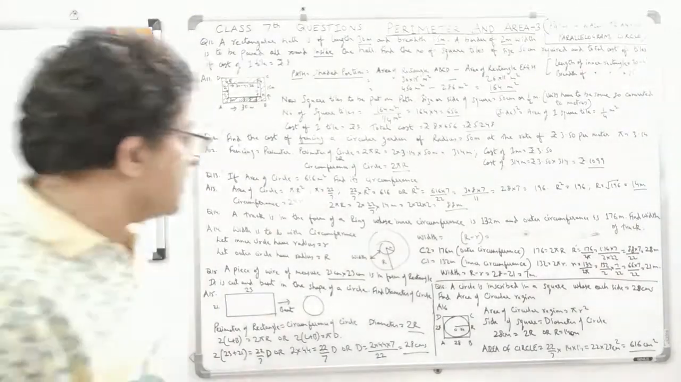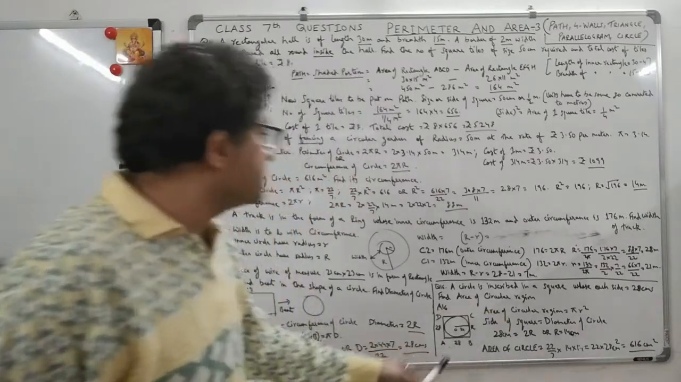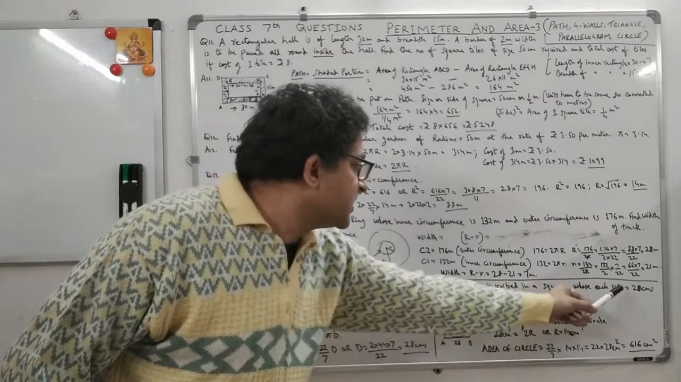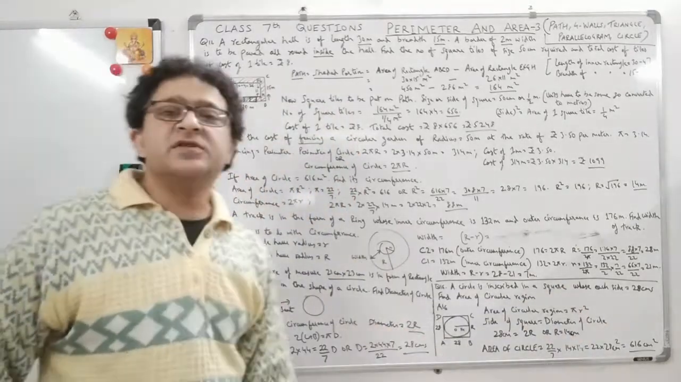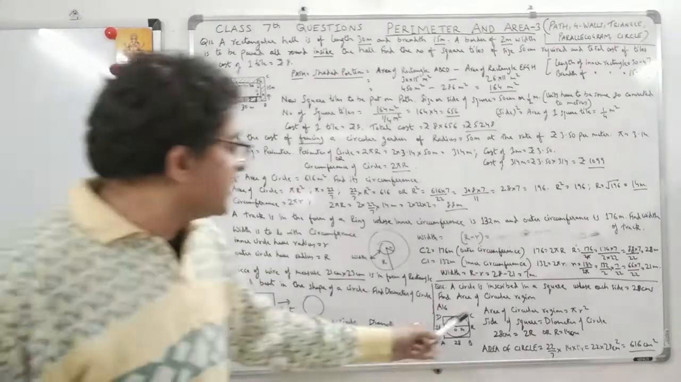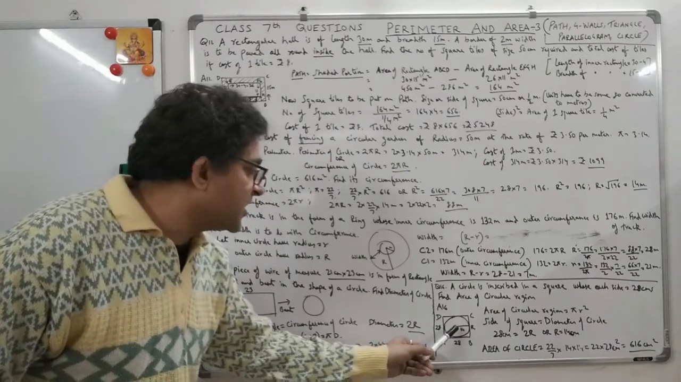Now the last question here. A circle is inscribed in a square. A circle is inscribed, which means it is inside the square, whose each side is 28 centimeters. Each side of the square is 28 centimeters. Now you see the diagram, 28, 28, right? Find the area of the circular region. That's a very simple question. We have to find the area of the circular region.